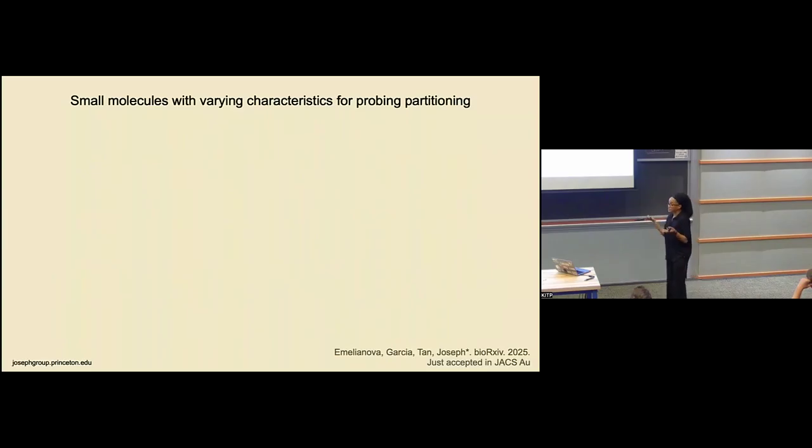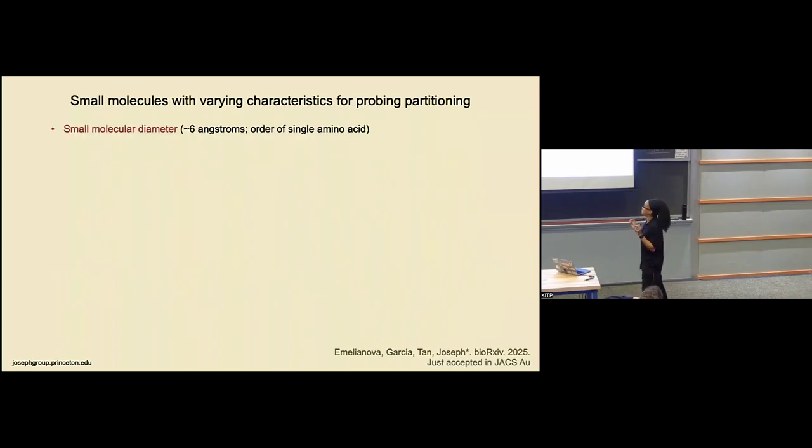And so the first thing we decided, okay, let's select which small molecules we're going to look at. And so let me define what I mean by small molecules for the context of this talk. I'm talking about molecules that have roughly a molecular diameter of around 6 angstroms, which is roughly the order of the size of a single amino acid. And we're selecting compounds that are totally uncharged, so we don't want anything with charges in them yet.